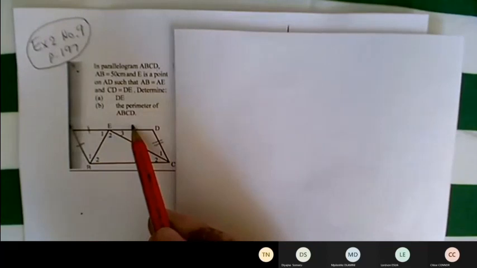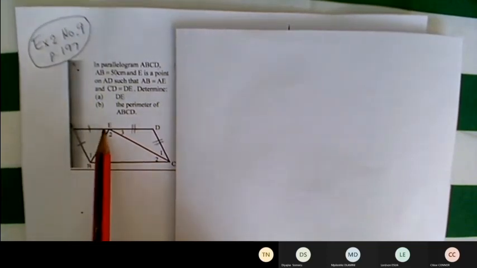So CD is equal to DE. These marks, class, indicate that they are equal sides. The arrows mean parallel, right? They want us to determine DE. When I say determine DE, that's an indication they want us to find the length of DE. So don't get confused. DE we know is also equal to BC. We also know that this is equal to that.